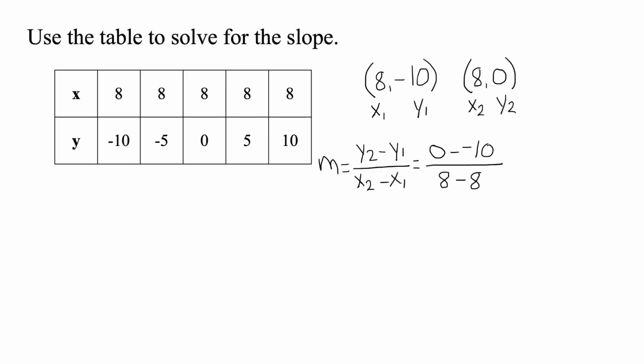Last, solve for the slope. 0 subtract -10 equals 10. 8 subtract 8 equals 0. We cannot divide 10 by 0, so the slope of this line is undefined.